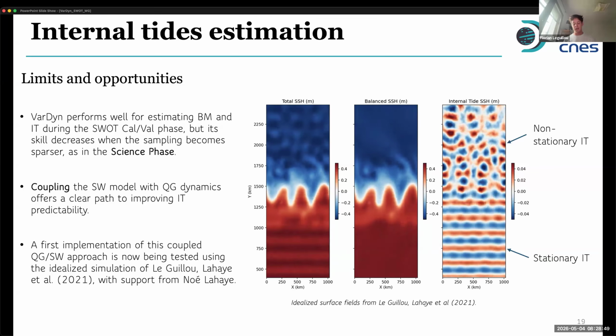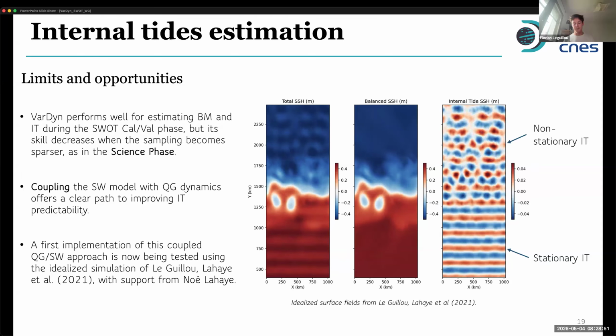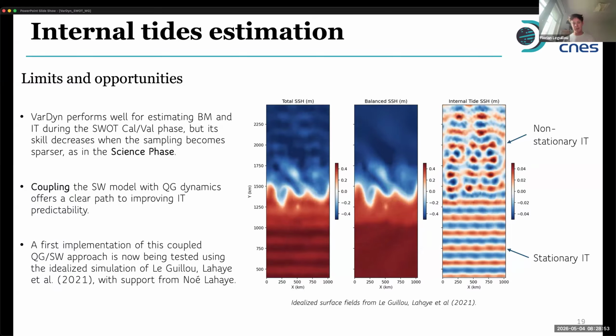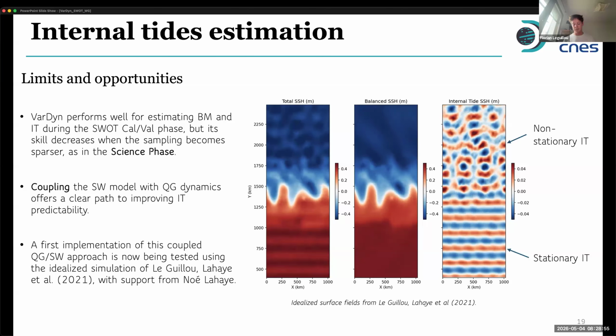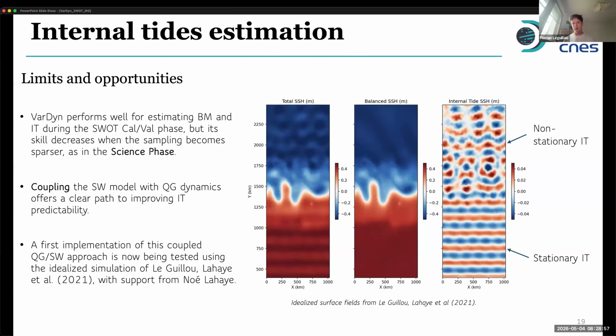So one way to reduce the number of degrees of freedom is to improve the dynamical constraints. For that, we work with NoELA, and basically we couple the QG with the shallow water, because for now they are not coupled. They are just seeing the same observation, but they are not directly coupled. So what we want to do is to create a new model, a QG shallow water, which uses QG assumptions for the balanced motion part, and the shallow water dynamical framework for the internal tides.